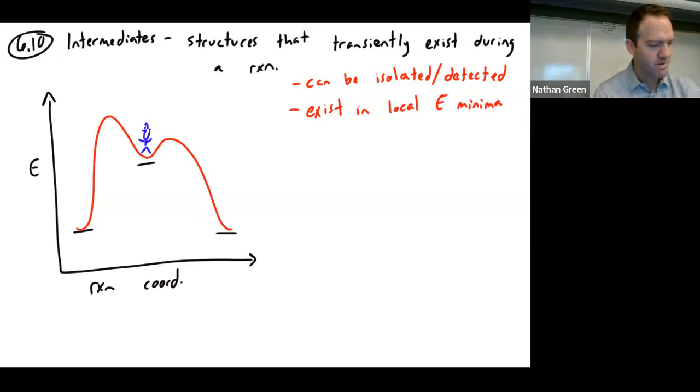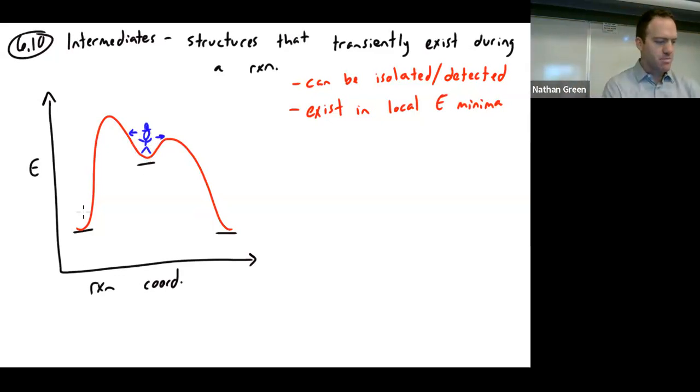So here I am with my top hat, very excited. In the intermediate, when I look to my left, I see a hill. When I look to my right, I see a hill. I am in a local energy minima. It's not the lowest energy that this reaction can be at, but I am sitting in this little well.